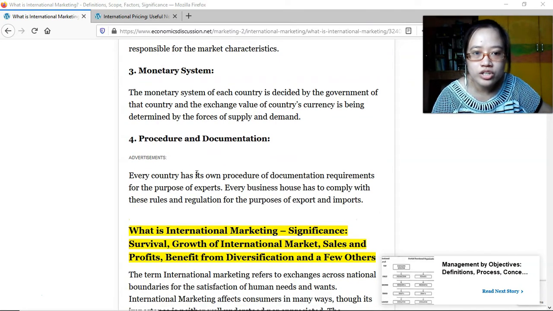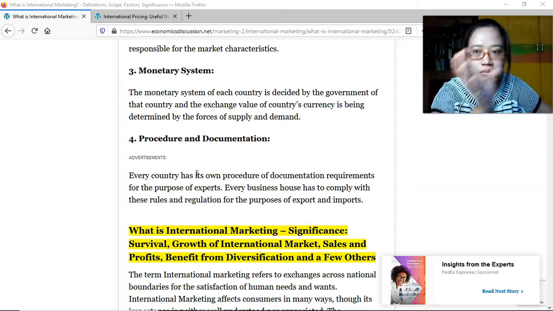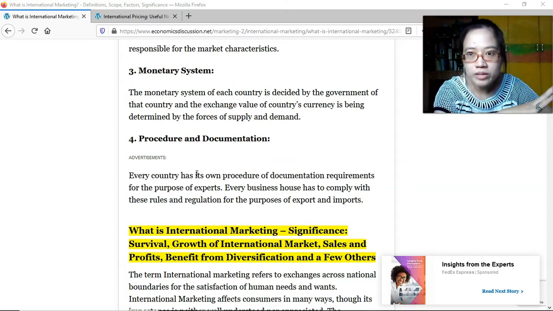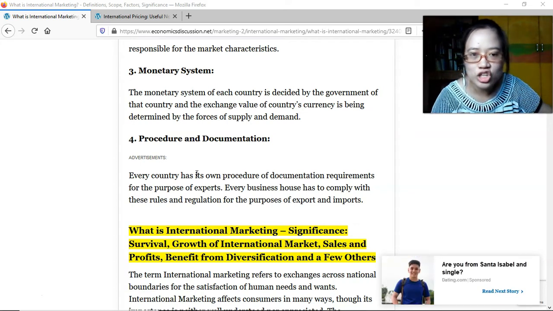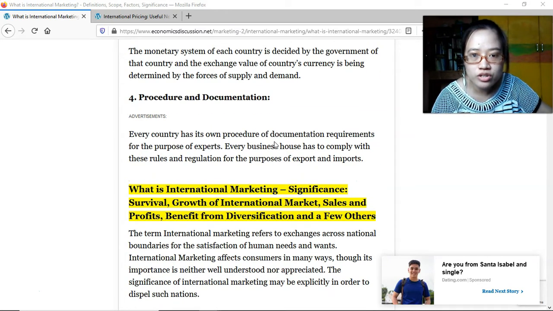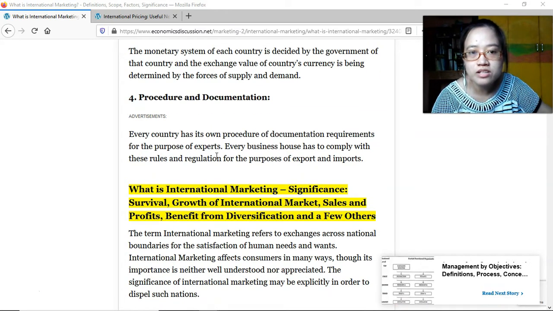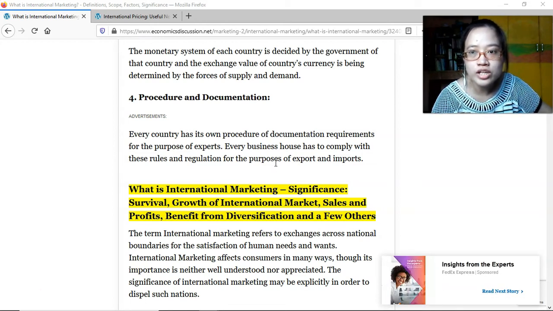Procedure and documentation, especially if the investment would come from, let's say, this country, they would be putting up a business in that country, but the finances would be from this one. So there's going to be an exchange, right? Procedure and documentation. Every country has its own procedure of documentation requirements for the purpose of exports. Every business house has to comply with these rules and regulations for the purposes of exports and imports.